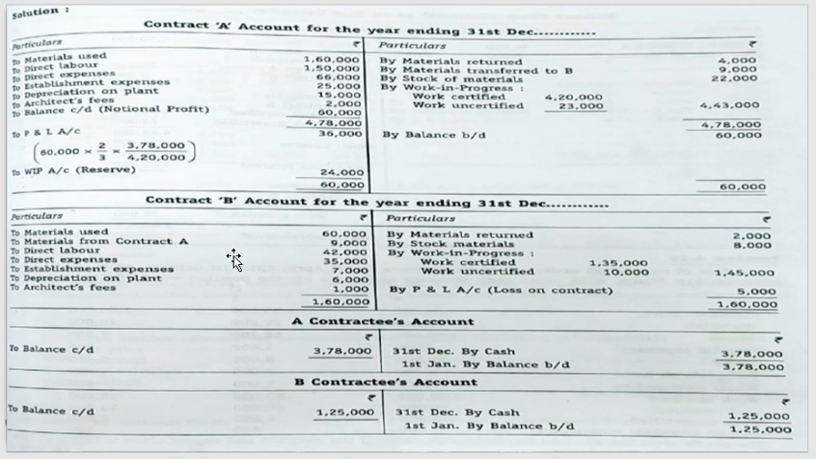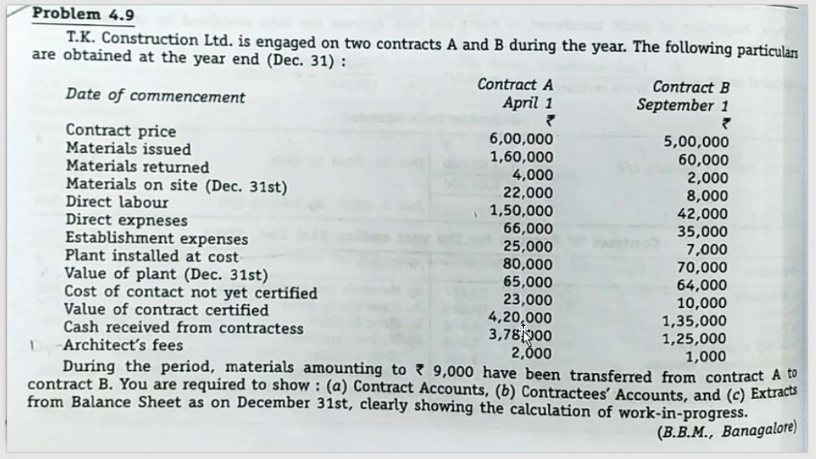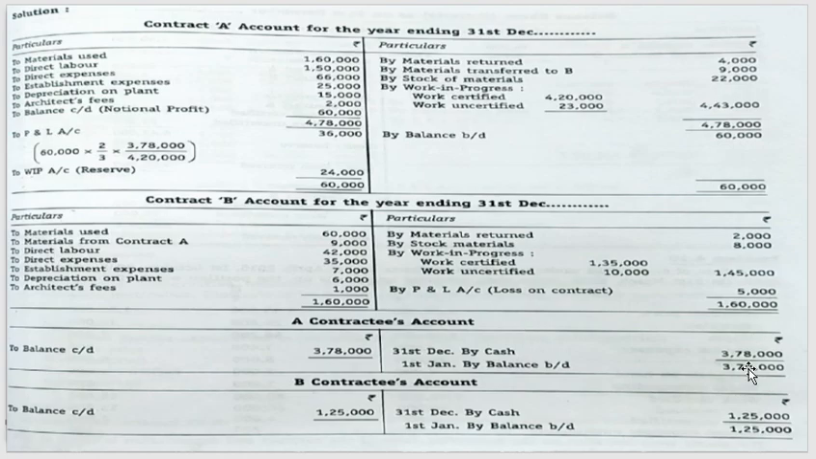Next, after preparing contract A's account, we will be preparing contract B's account. For contract A, the cash received is mentioned in the question as 3,78,000. This will be recorded as 'by cash' or stated as 'by balance carried down' 3,78,000. This is the amount received by the contractor from the contractee for contract A.